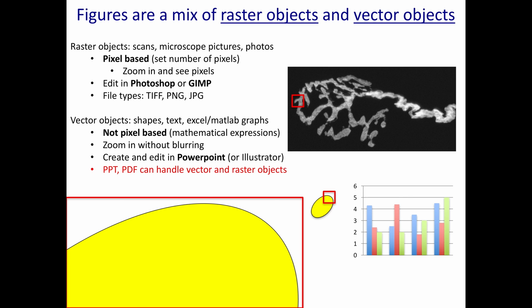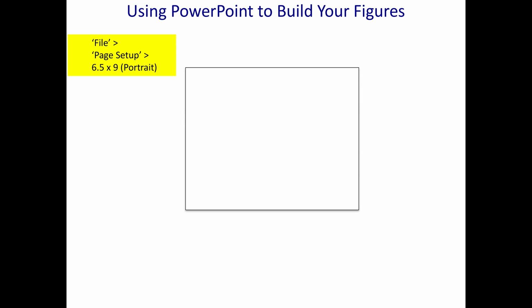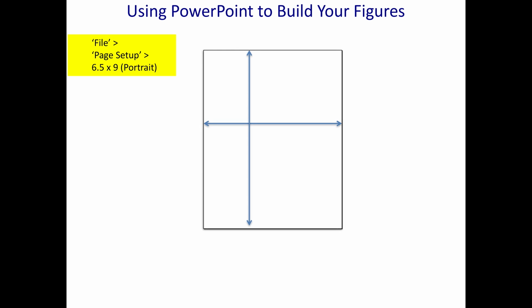And the kinds of file types and extensions that you'll see commonly associated with these vector objects are PowerPoint, PPTX, or PDF. Now, before you get started making figures, you want to set up your PowerPoint so that the size of the canvas that you're working with is suited for the final size of the figures themselves. So importantly, before you start making designs and integrating your images, first start a new file, go to page setup, and make it portrait instead of landscape.